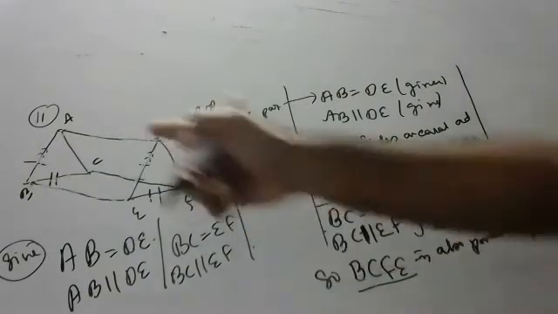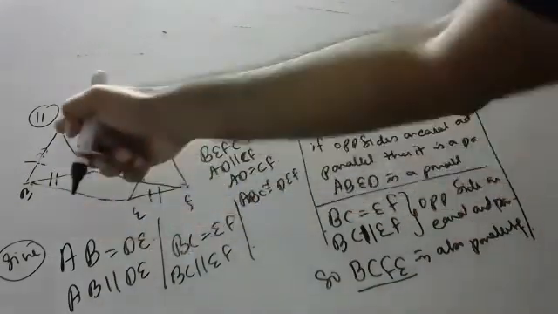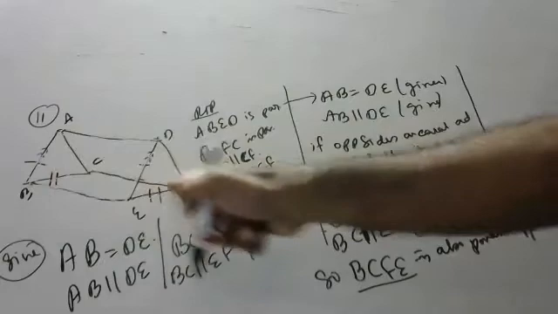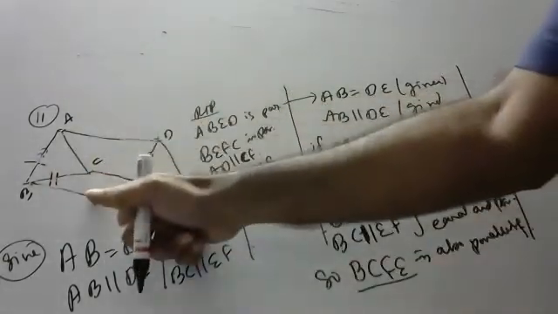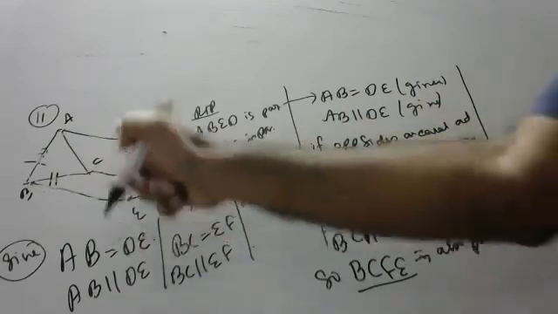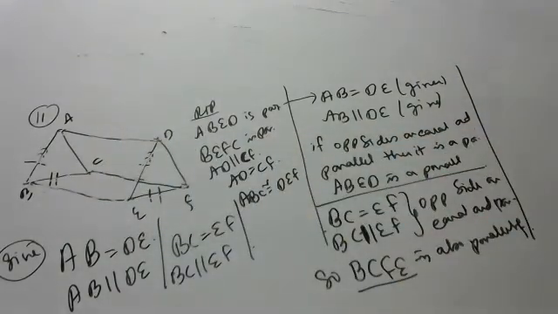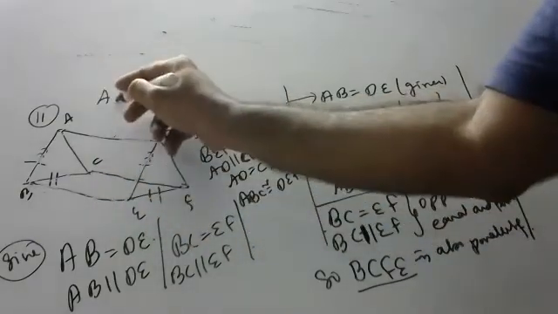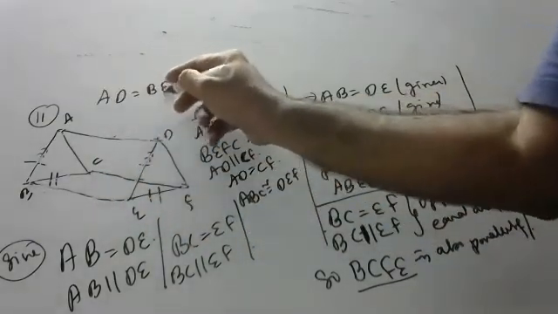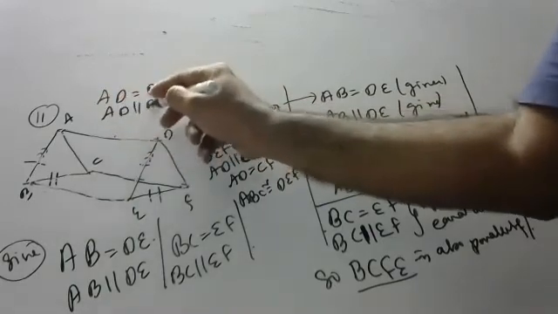ADEB, children: AD is equal to BE because it is a parallelogram. In BEFC, BE is equal to CF because it is also a parallelogram. This is equal to this, so these both are equal. That's all. No, sir, we didn't understand. AD is equal to BE and AD is parallel to BE.